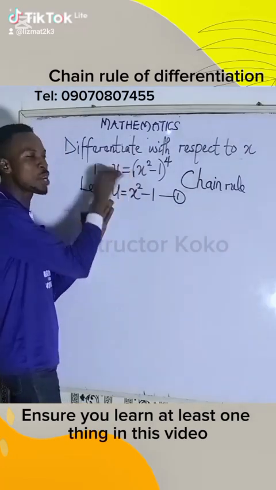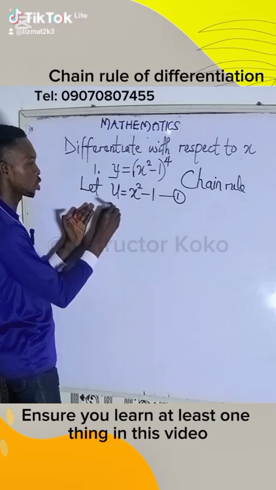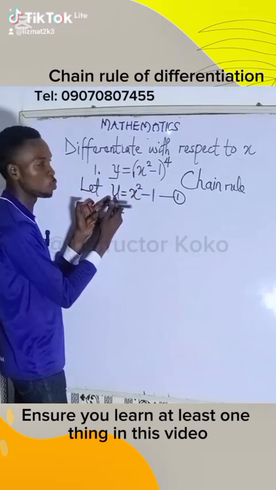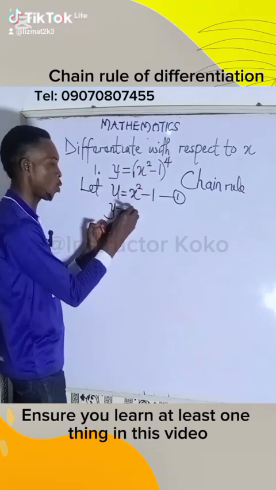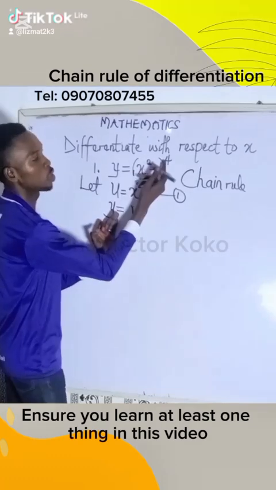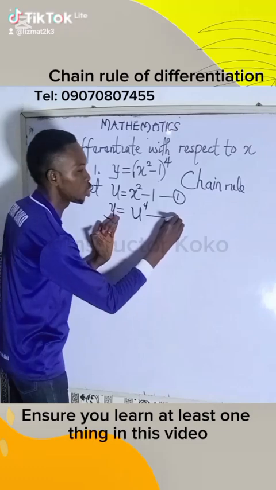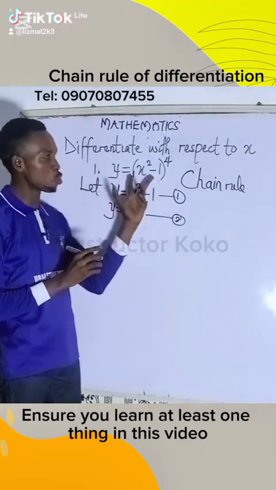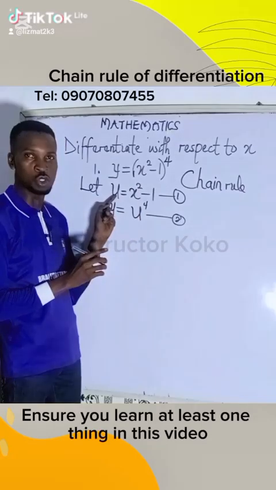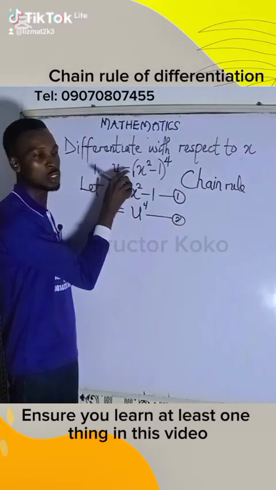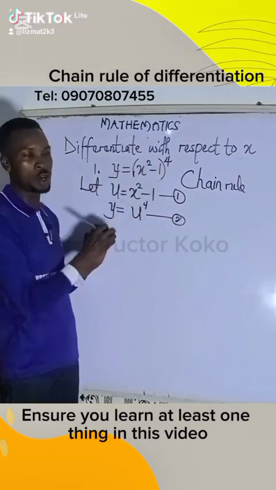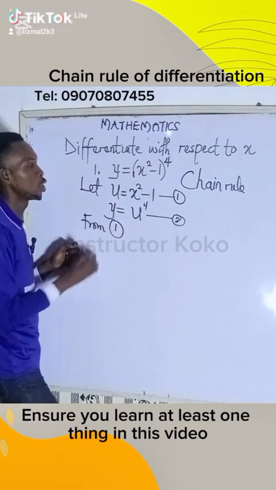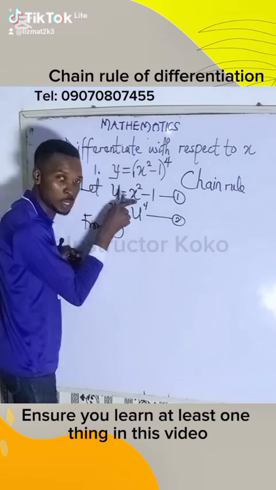Now I will rewrite the original question, which is what? y equals to. Since I have said let this one be u, I will not write x squared minus 1 again. So I'll write u. Of course, it is raised to power 4. I'll call that equation 2. Can you see the way I form two equations? Do you understand? I first make the one in the bracket to be u. Then I rewrite the equation. So y is equal to u raised to power 4. Right.